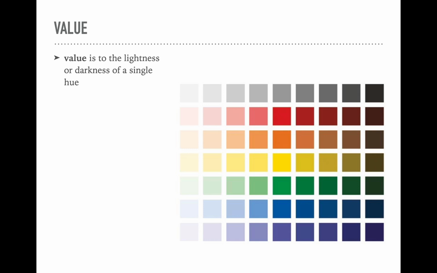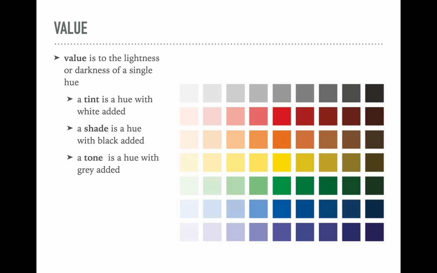Red-orange, for example, you can have a light red-orange or dark red-orange. And the words for that are tint and shade. Tint is a hue with white added. If you add a lot of white to red, you get pink. If you add a lot of black to red, shade is adding black, it starts to get brown looking pretty quickly. And a tone is a hue with gray added. I'm not too worried about that one for you.